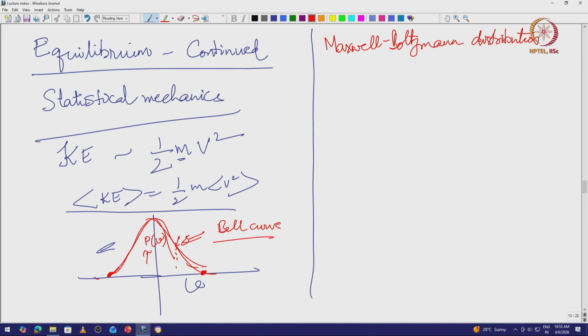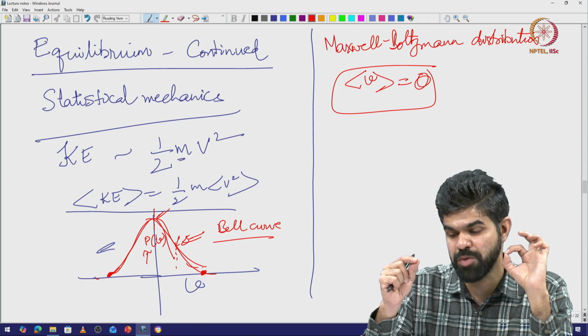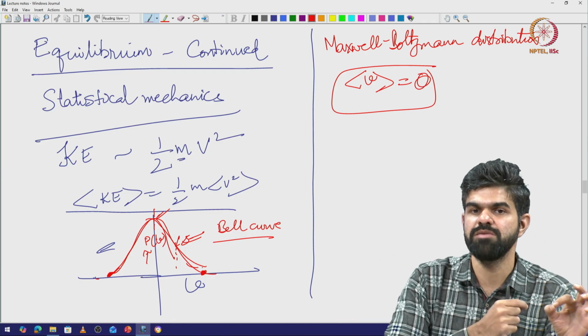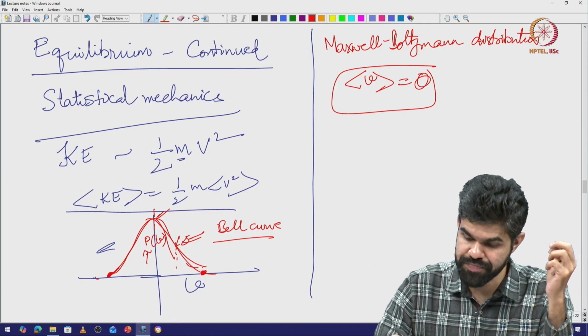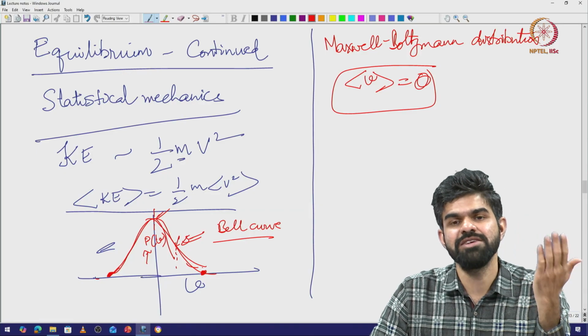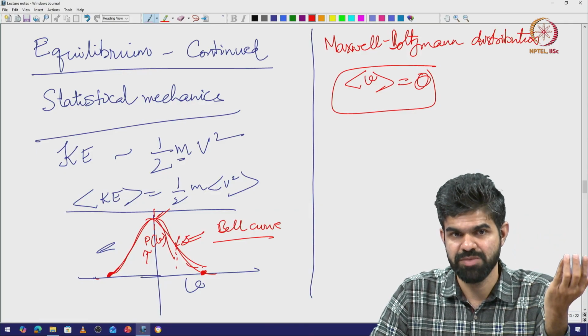Now, what is the average velocity of all molecules? The average velocity of this Gaussian is 0. That does not mean that molecules are not moving. Molecules are moving in a random fashion such that every molecule that has a positive velocity is cancelled by another molecule that has a negative velocity. But the average does not define much in a Maxwell-Boltzmann distribution.